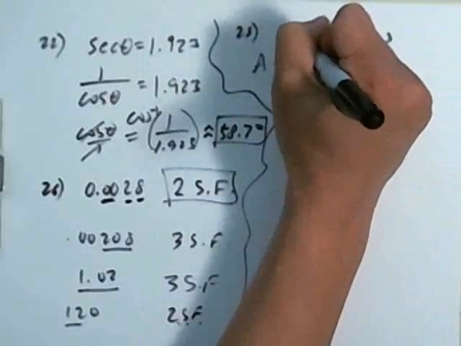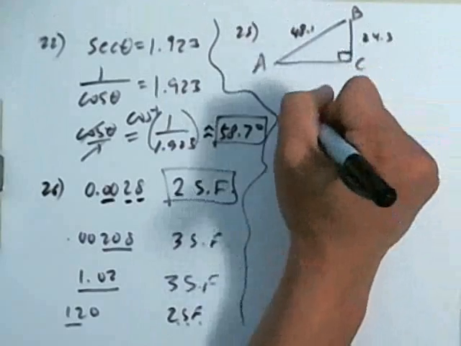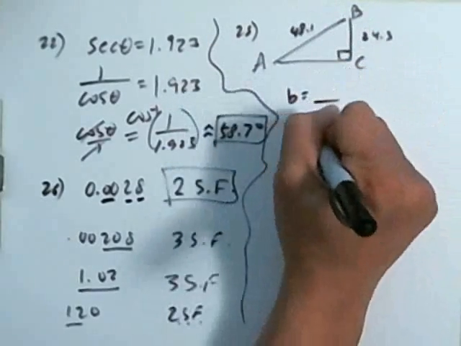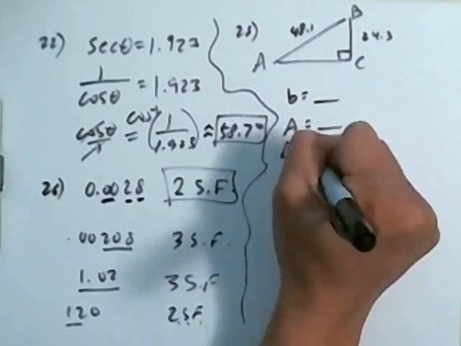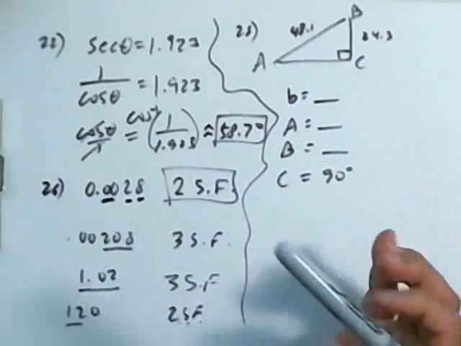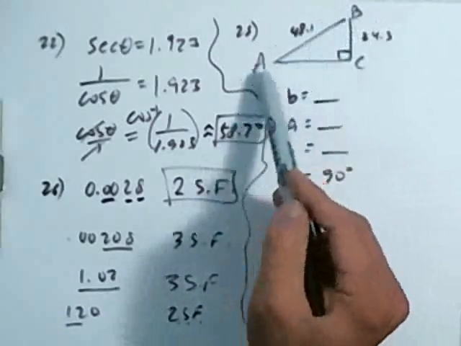48.1. And you have to find little b equals question mark, and angle A equals question mark, angle B equals question mark. Of course, angle C is equal to 90 degrees. To figure out what little b is, you're going to be using the Pythagorean theorem.